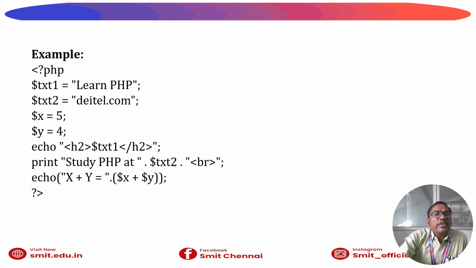Now in this example, you can see there are two variables, $text1 and $text2, and another two numerical variables, $x and $y. Here we have used both the echo as well as the print statements. In this echo statement, we are going to print the value of the text1 variable, and in the print statement you can have multiple data. That is, we are using text1 as well as text2.